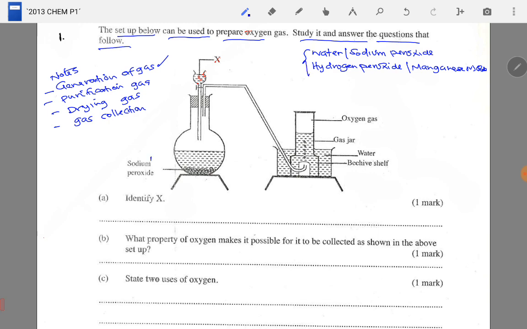So in our case we have sodium peroxide. So definitely X is water. And then once the reaction occurs in the chamber, we skip purification and drying. We go to gas collection. Method of gas collection here is over water. Why do we use over water? Oxygen is slightly soluble in water.